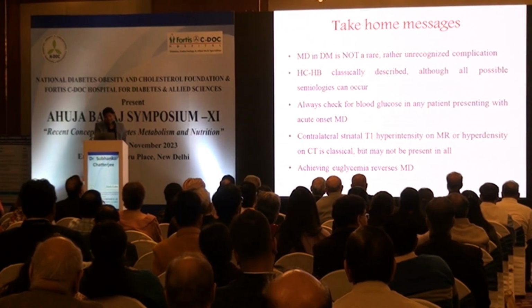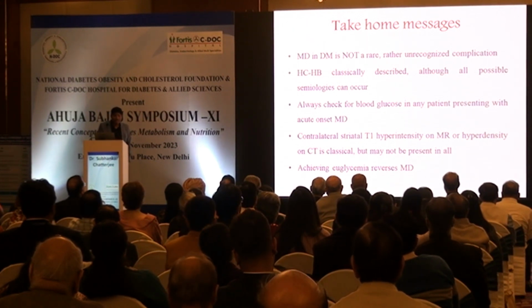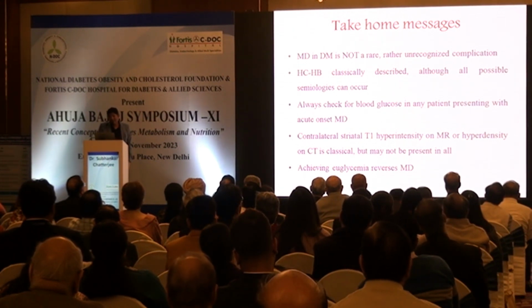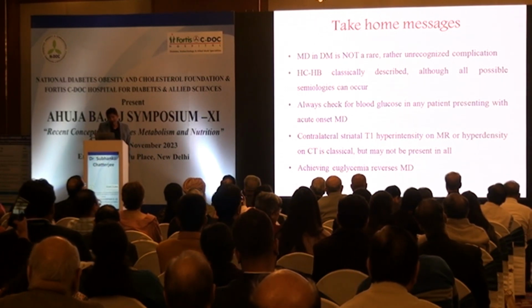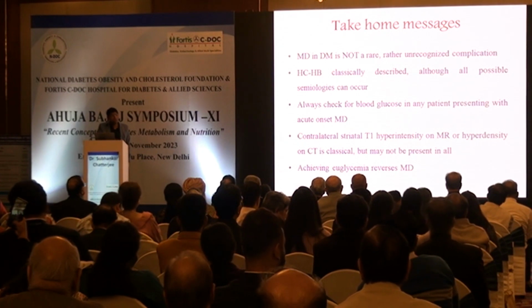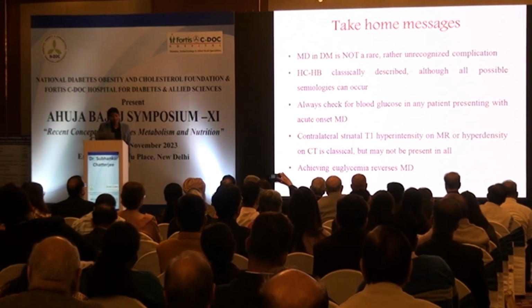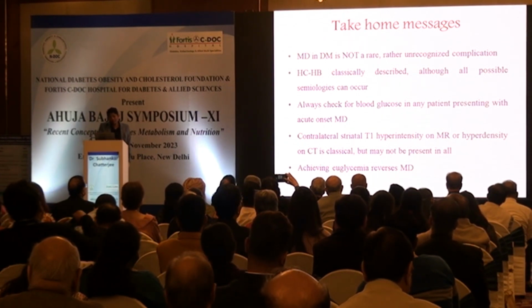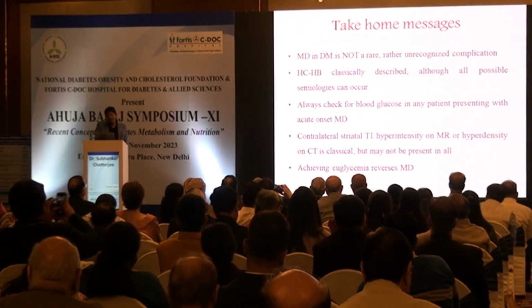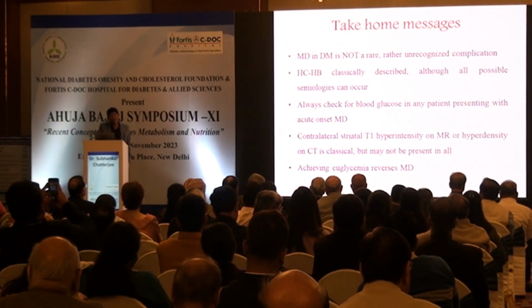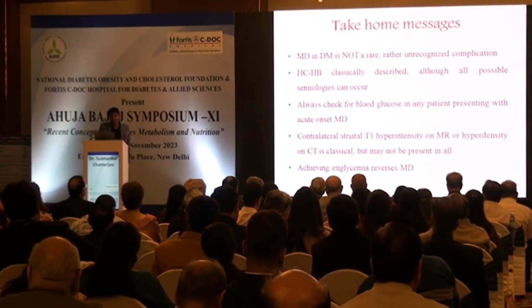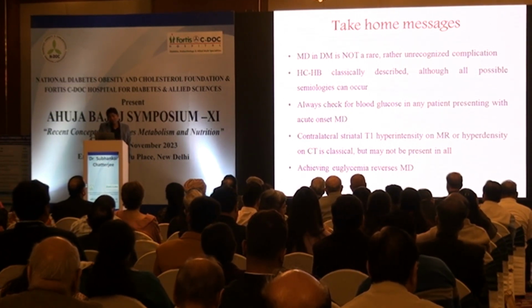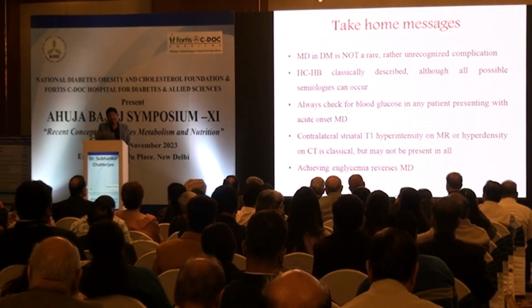So the take-home message is that movement disorder in diabetes is actually not rare, rather unrecognized. Although hemichorea-hemiballismus is classically described, all possible movement phenomenologies can occur. Always check blood glucose in any patient with acute onset movement disorder. Contralateral striatal T1 hyperintensity on MR or hyperdensity on CT is the classical finding, but may not be present in all. And achieving euglycemia reverses the movement disorder in most cases and carries an excellent prognosis.